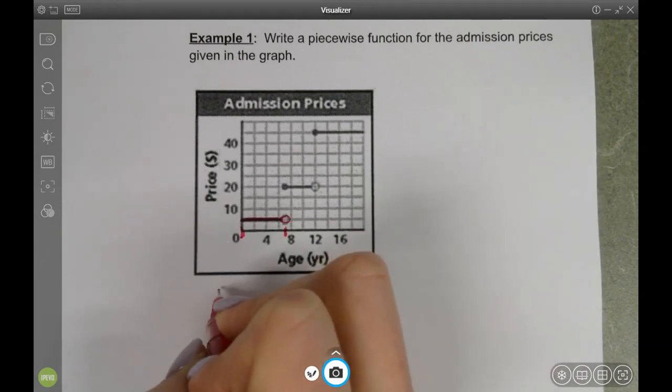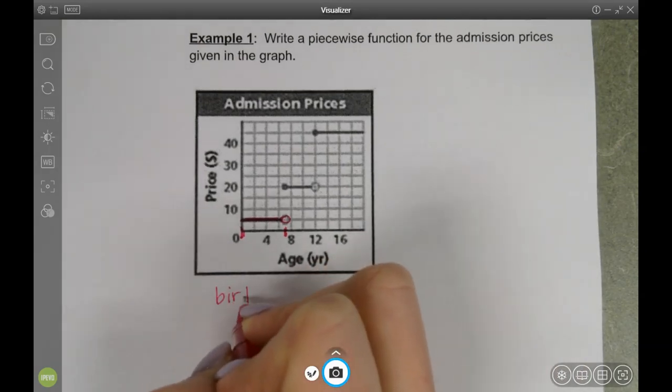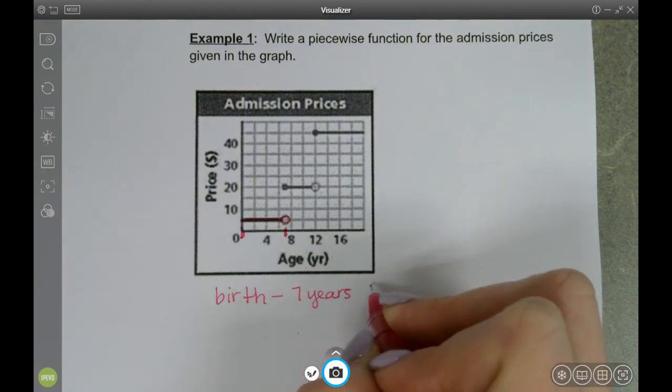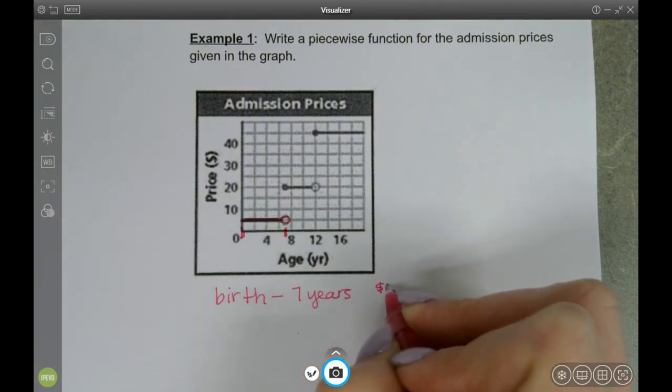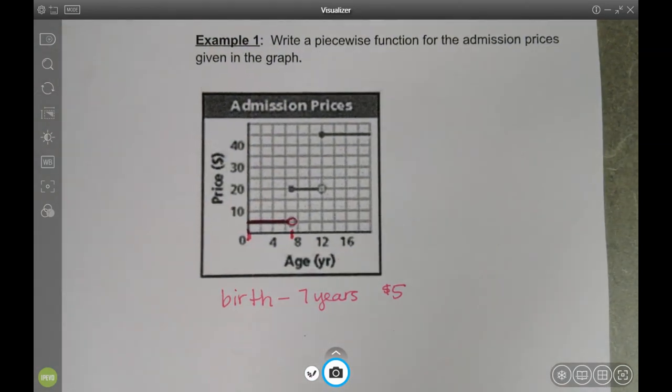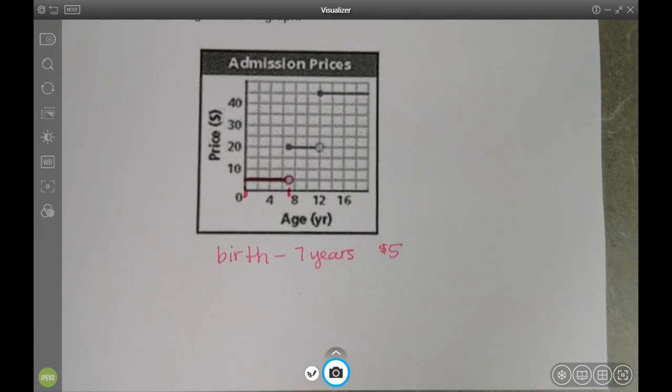So anyone from birth to 7 years old costs $5 for their ticket, which I think is silly. I'm not going to pay $5 for my newborn to come watch a movie, but that's just me.